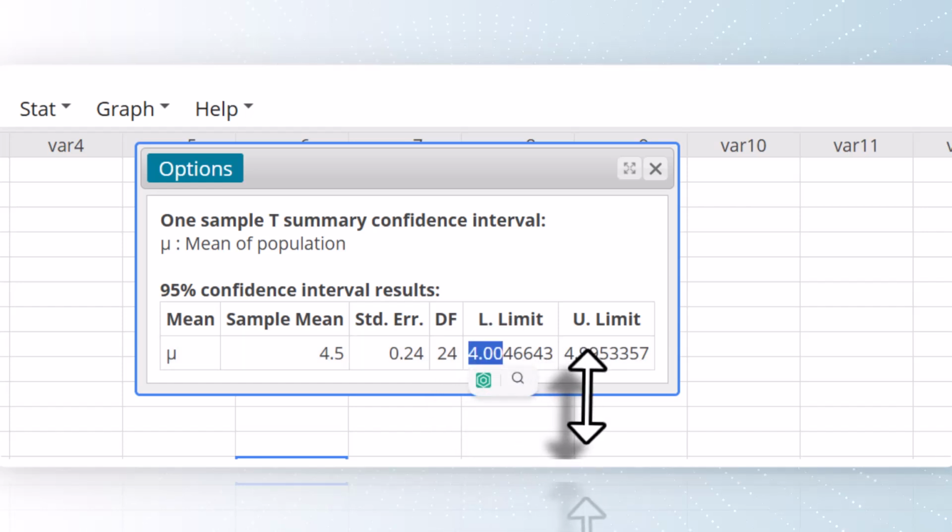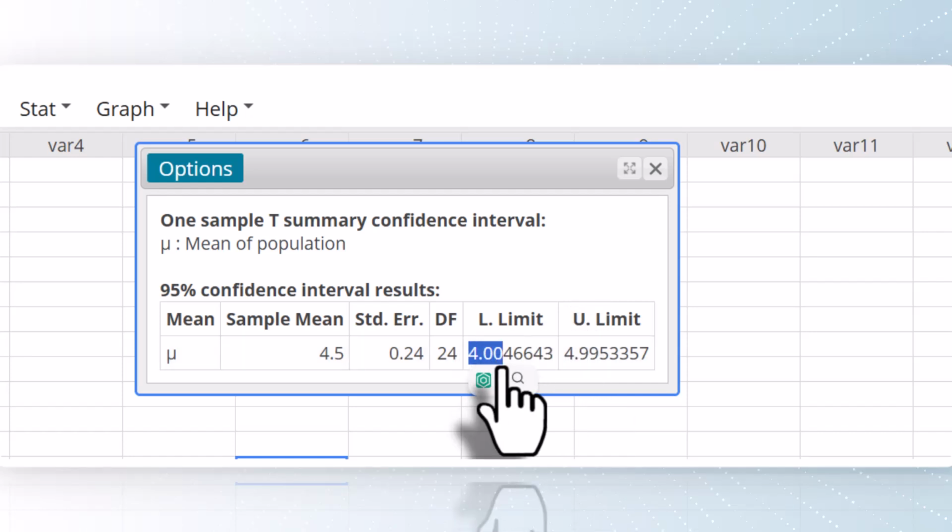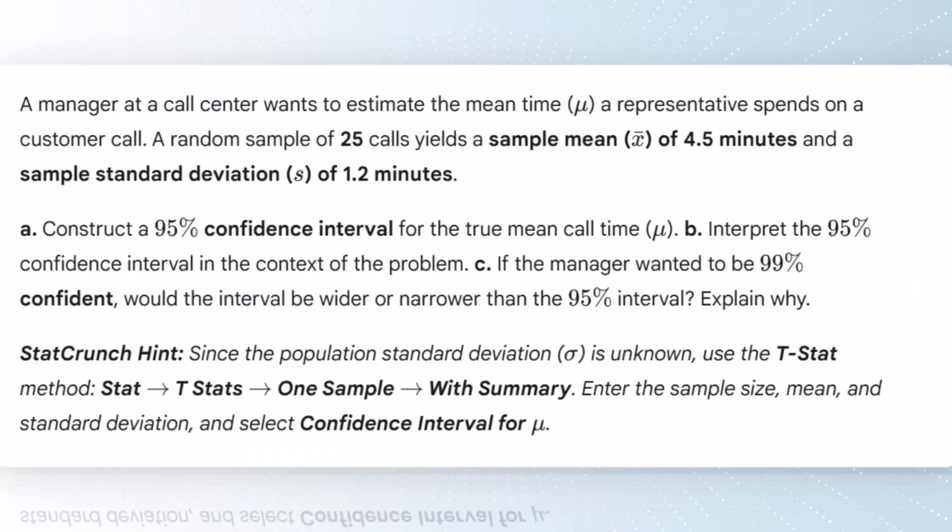The lower limit is 4.00, and the upper limit is 5.00. So the mean is between 4 and 5. That's the answer for part A. How do you interpret the interval? Interpret the 95% confidence interval. So you say, with 95% confidence, we can say that the true mean time a representative spends on a customer call is between 4 minutes and 5 minutes.